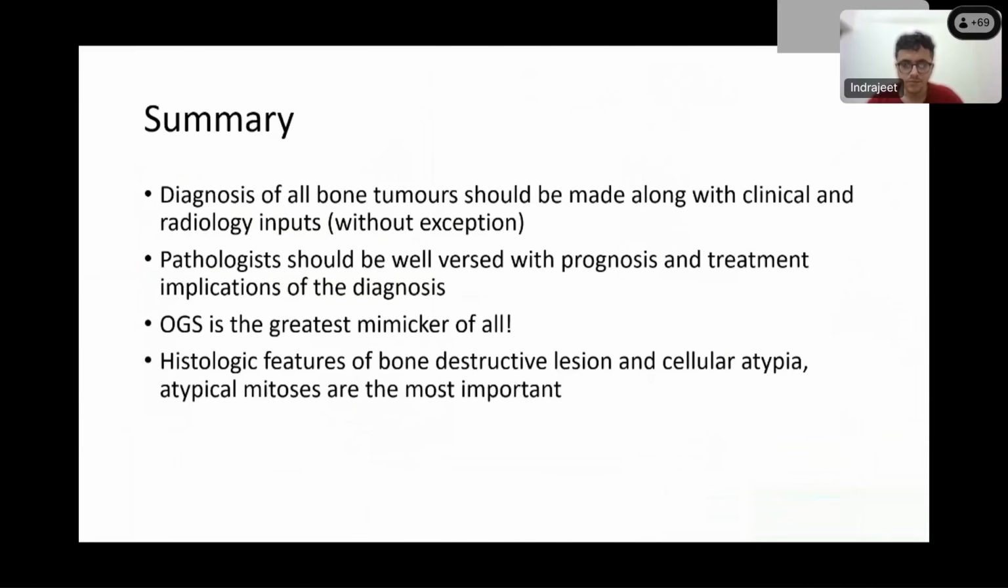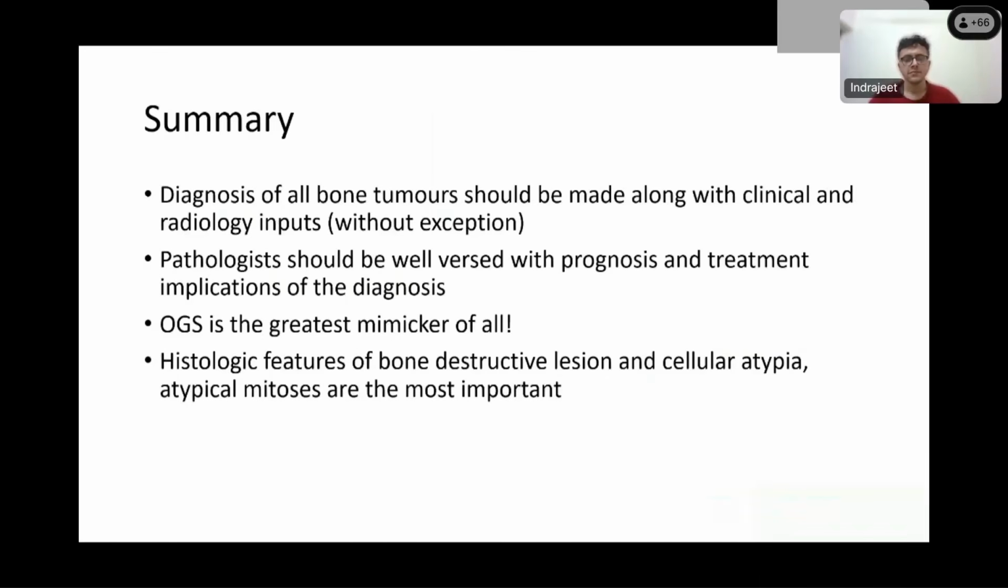Just to summarize a few points: the diagnosis of all bone tumors should be made along with clinical and radiology inputs, without exception. However clear the diagnosis of osteosarcoma or even sarcoma is under your microscope, you have to look at the clinical picture and the radiology picture. Pathologists should be well versed with the prognosis and treatment implications of the diagnosis. They should know what the impact of this diagnosis is going to be.